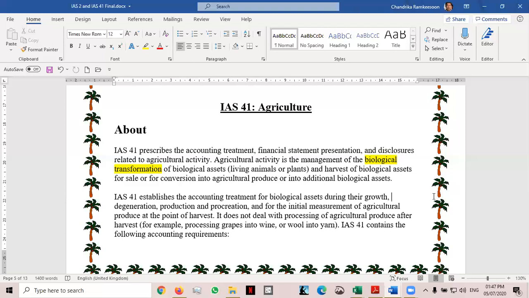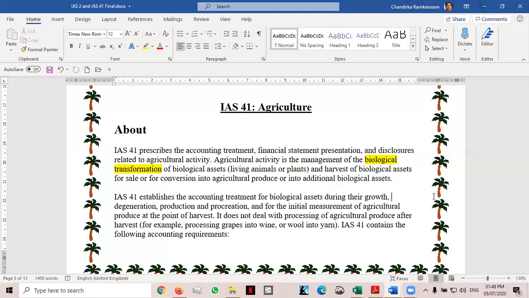So IAS 41 establishes the accounting treatment for such assets during their growth, degeneration, production, and procreation, and for the initial measurement of agricultural produce at the point of harvest. Note, at the point of harvest. It does not deal with processing of agricultural produce after harvest. See, that's where it transitions from IAS 41 into IAS 2. For example, processing grapes into wine or wool into yarn. So we stop at the point of harvest.